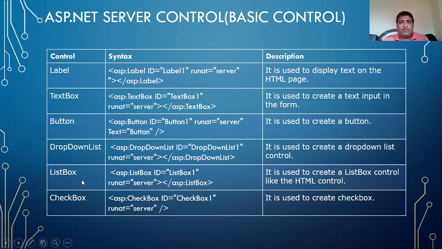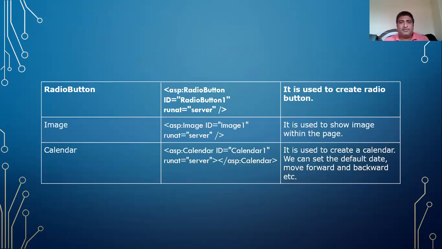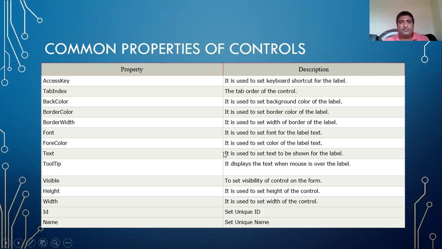For that we use the drop down list box to choose one option, and the checkbox to choose multiple options from the given list. Radio button is used to select one option, and the syntax is the same: asp:RadioButton, asp:CheckBox, asp:Label, asp:TextBox. Only the ID is different, and it should be different, and runat is equal to server. To create an image, asp:Image with ID and runat equal to server, and the calendar. Here we get the code.